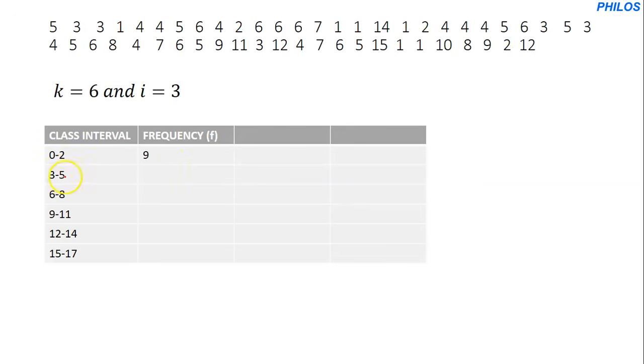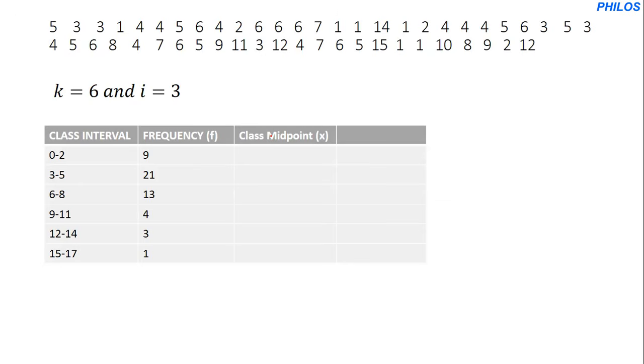Then you also count all values from 3 to 5. When you count them properly, please do that, you will get 21. When you count from 6 to 8, you get 13. When you count from 9 to 11, you get 4. When you count from 12 to 14, you get 3. When you count from 15 to 17, you get 1. So you create another column also for class midpoint.